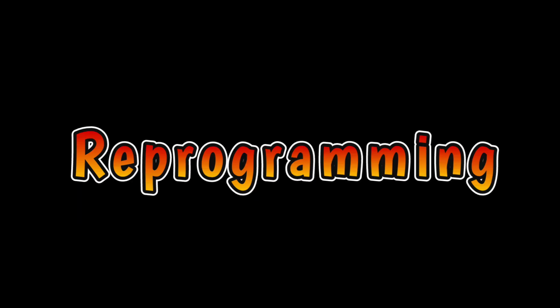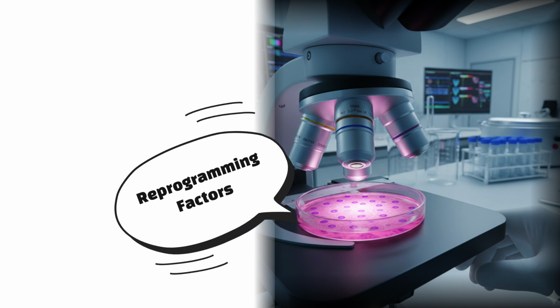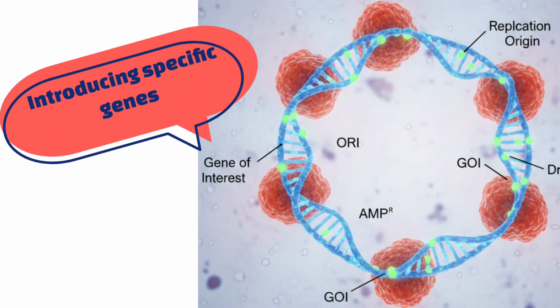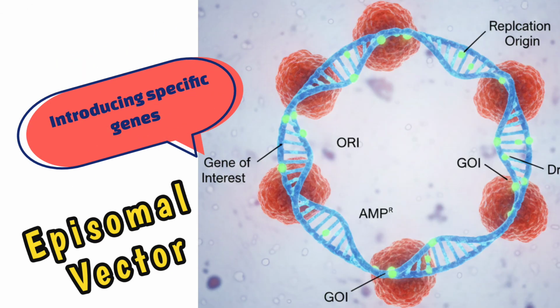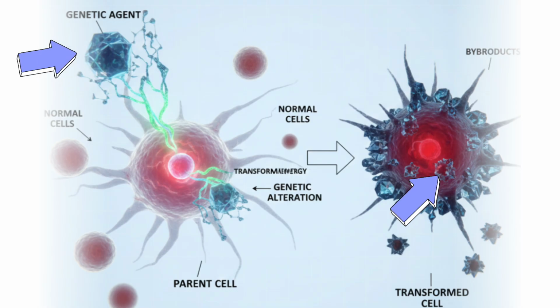Reprogramming. The cells are placed in a controlled lab environment and exposed to reprogramming factors. Now this can involve introducing specific genes, such as using a DNA circle called an episomal vector and subsequently exposing them to shocks. So the cells absorb the vector and the genes from the vector are expressed in the cells without permanently altering its DNA. So when that happens, they are reset, which takes about a month.